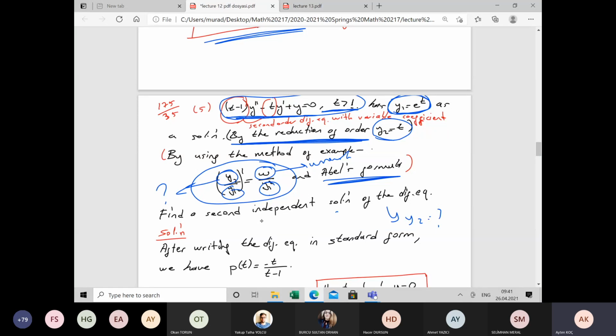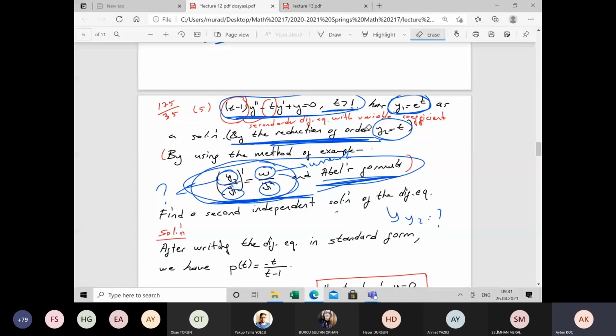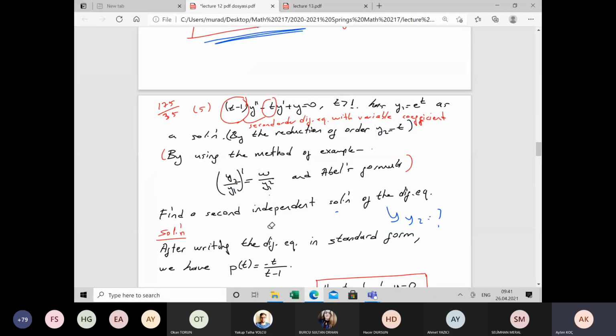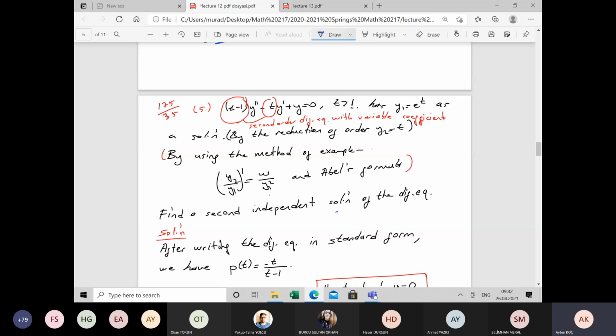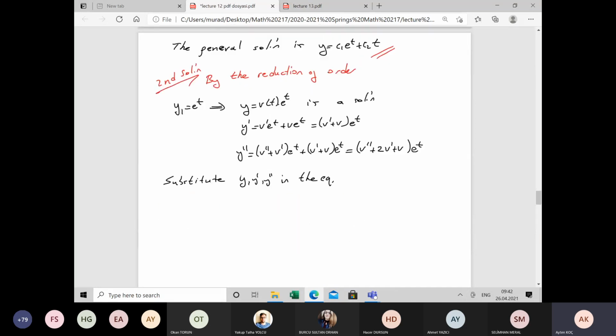Here, let's consider this question and find y sub 2 by using reduction of order, the first method, and the second one using this method, Abel's formula and this formula. We obtain the same result: y sub 2 is t. Let's see this one. The second method uses a special example, and this example is important.